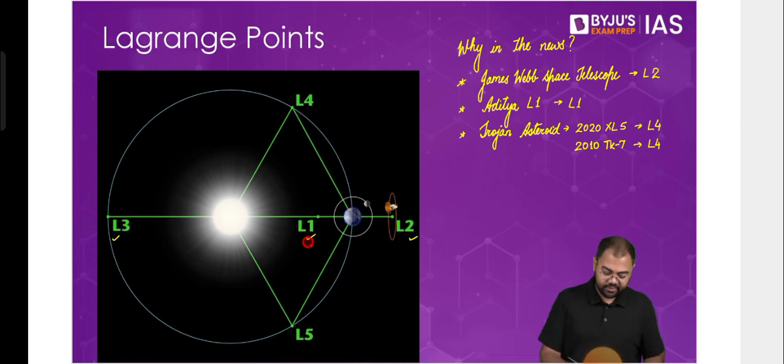And then there are L4 and L5, which basically form an equilateral triangle, meaning that this angle is 60 degrees, and this is also 60 degrees, and the same goes for these 2 points also. This is also 60 degrees. This is also 60 degrees. So these are points which are geometrically placed.